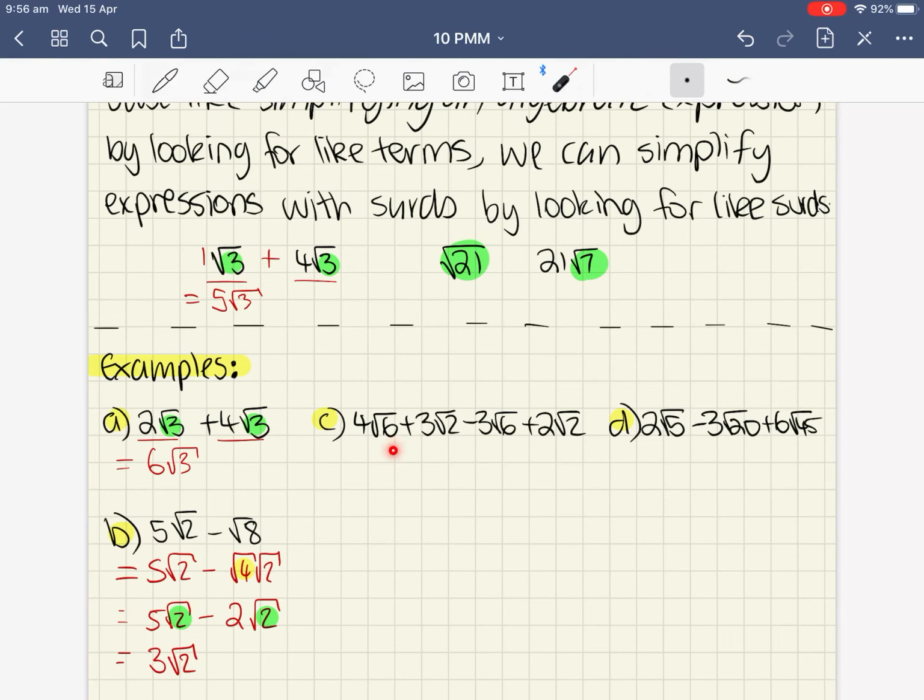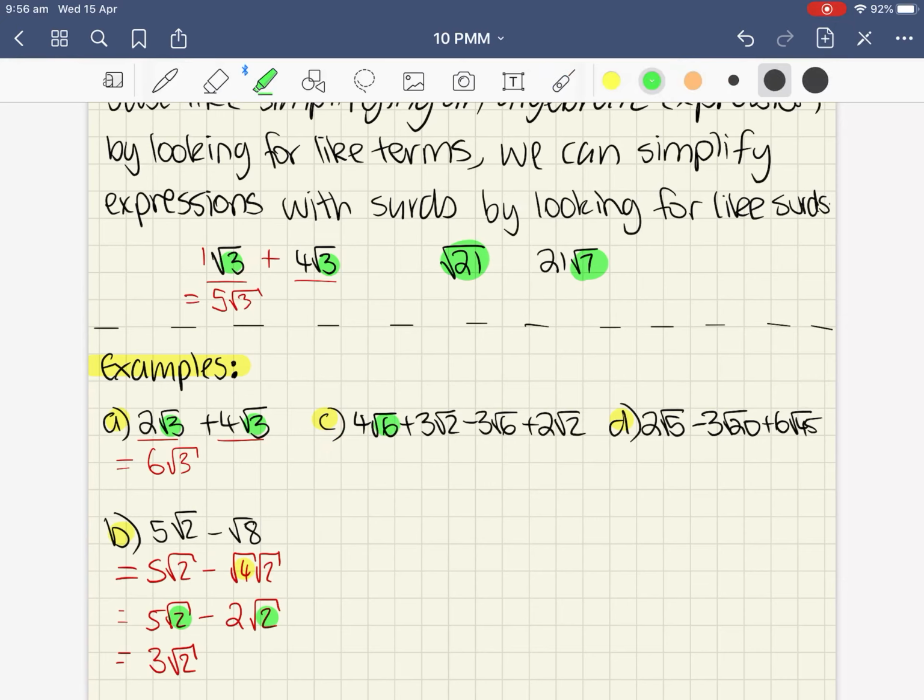It's not always going to be this case. You can see over here we have a root 6, root 6, root 2, root 2. Now there is no way we're going to be able to join the root 6's and root 2's together, and that's okay. Let's have a go at simplifying C together. Again, feel free to pause at any time and have a go at these yourself.